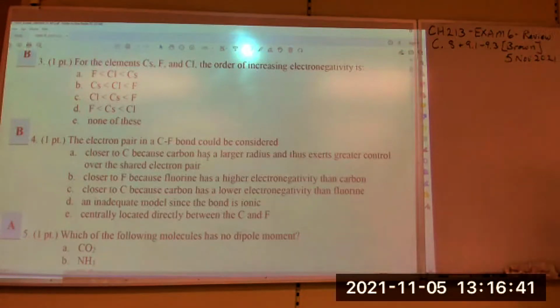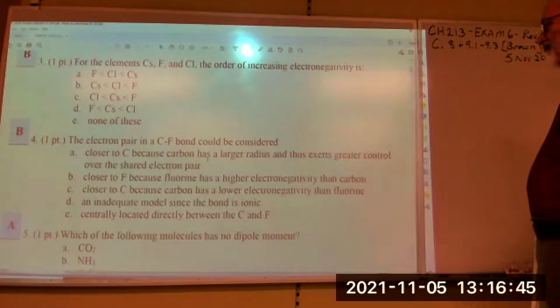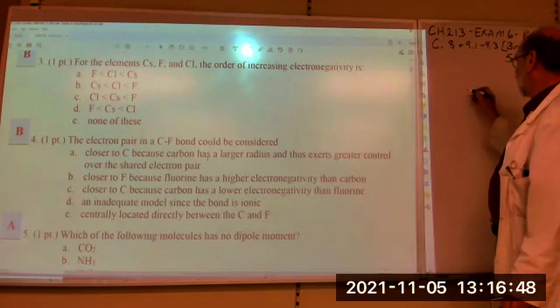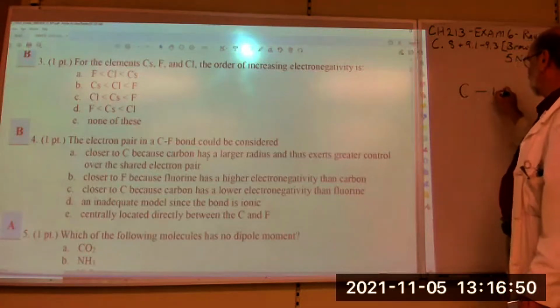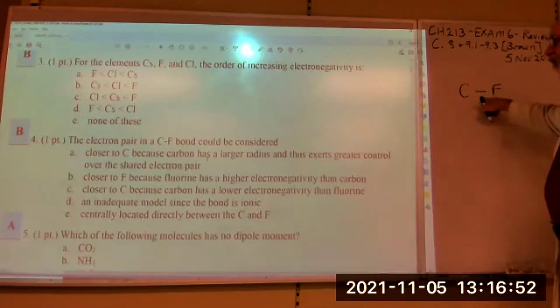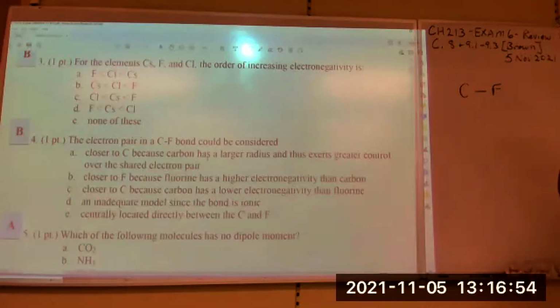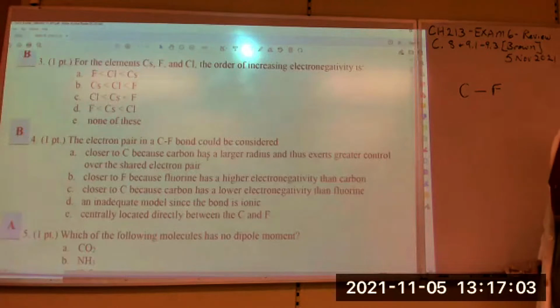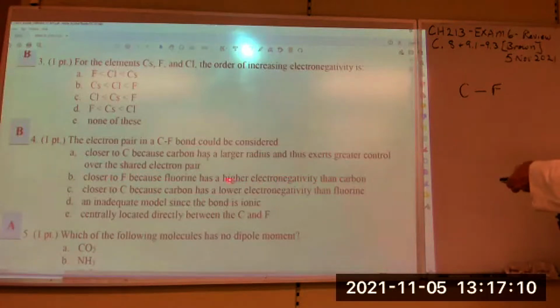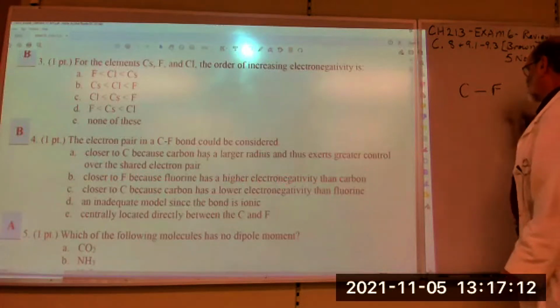Electron pair in CF bond could be considered what? CF bond. Okay, electron pair. That represents 2 electrons. Okay. Closer to the carbon, because the carbon has a larger radius. No, it's closer to the fluorine, right? It's a higher electronegativity. Closer to the fluorine, because fluorine has, well, there it is right there. It has to be that one.